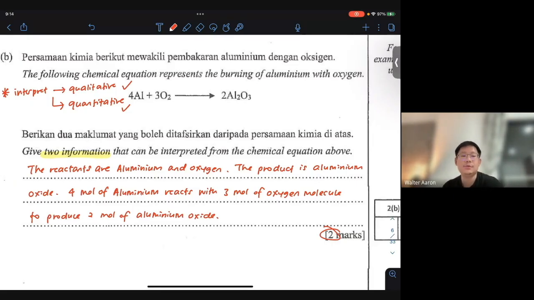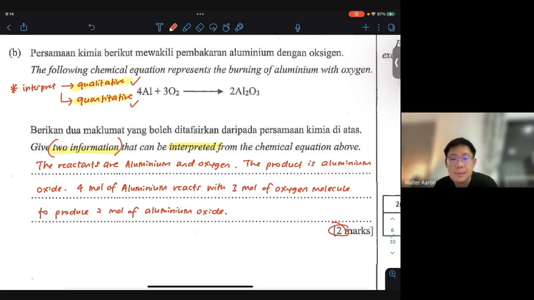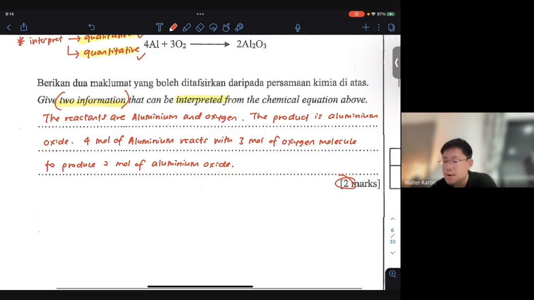All right. So that's how you should. Whenever an essay asks you for two pieces of information that can be interpreted from chemical equations, it's most likely these two, quantitative and qualitative. And then you get 2 marks really. Very simple. Qualitative means they ask you what are the reactants and products. All right.